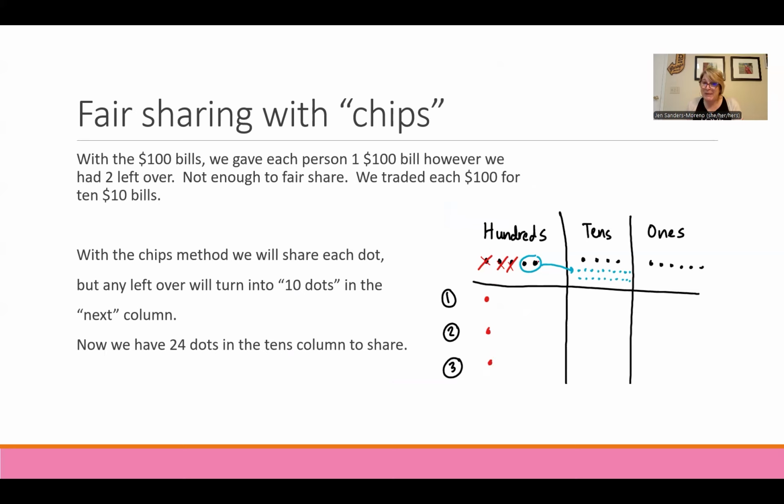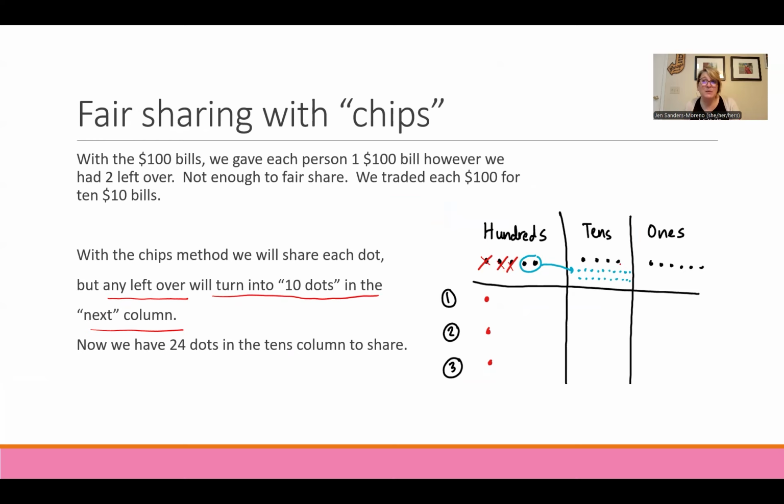Now I keep handing these out if there was another 3 to share. If we had another 3 to share, I'd go 1, 2, 3 down this. I don't have enough. Okay, so this was just like us having $200 bills left over. So here's how the CHIPS method works. Any leftover dot, disc, chip, whatever you want to call it, turns into 10 dots in the next column. So each of these leftover dots is going to turn into 10 over here.